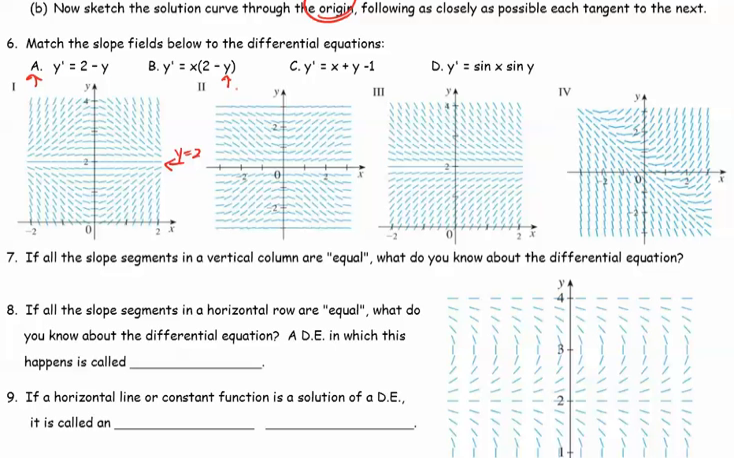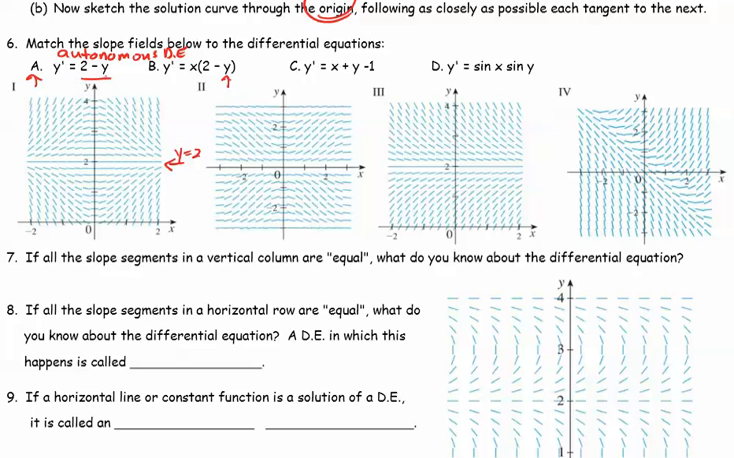But that would also be true for B. If I put 2 in for y, I would get slopes of 0. So how would you choose between A and B? Well, let's think about that. You could use process of elimination, or you could say, look, A depends only on y. It has no x's in its formula at all. And the name for that is an autonomous differential equation.